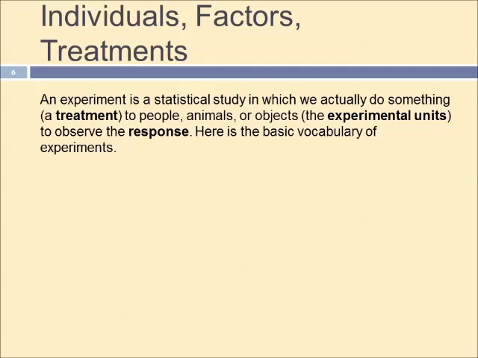Okay, now we'll define a few things here. An experiment is a statistical study in which we actually do something. This is a treatment to people, animals, or objects, the experimental units, to observe the response.